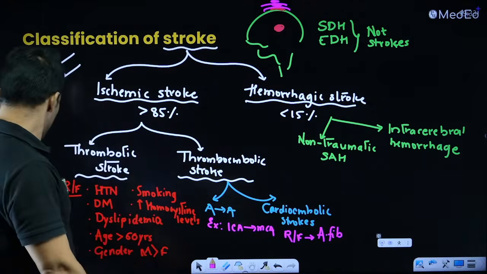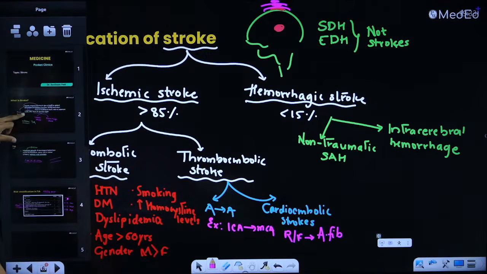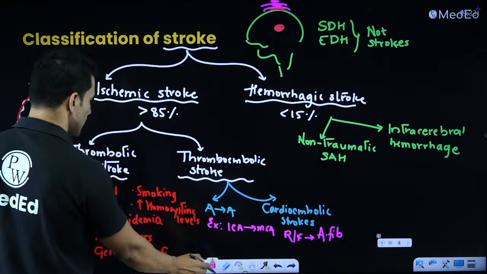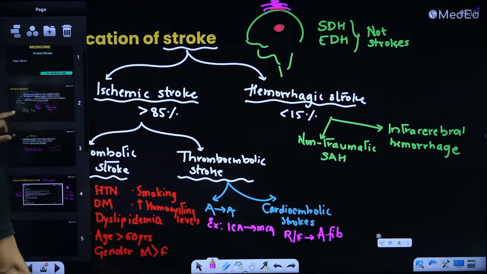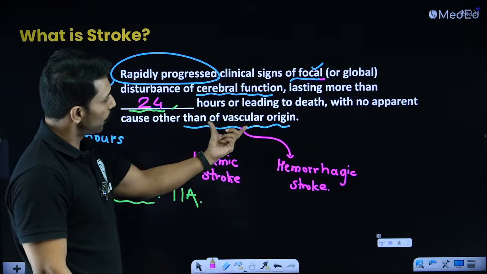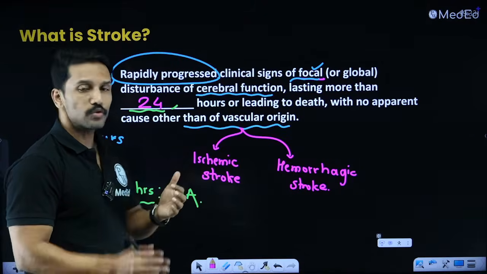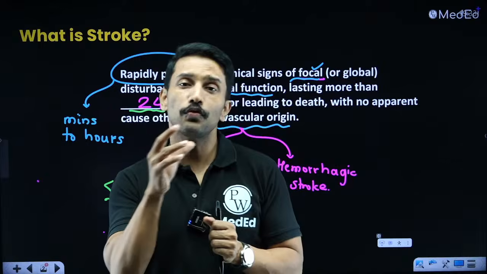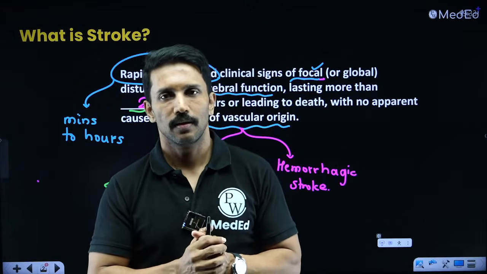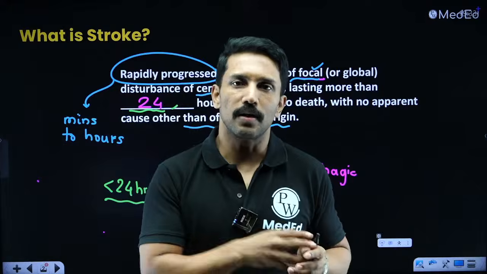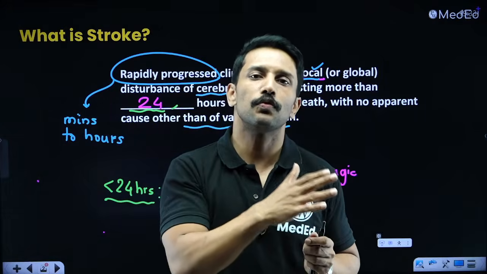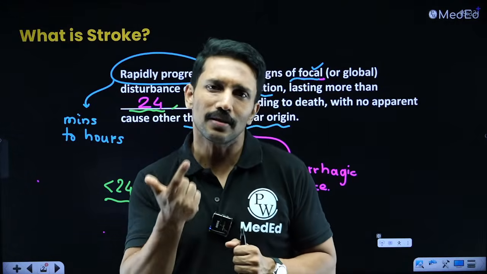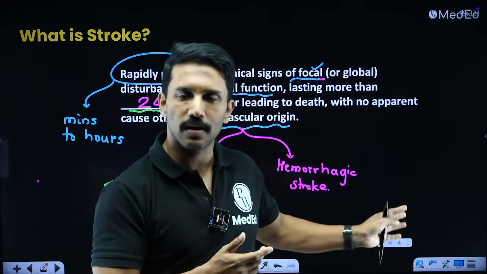Why? Because when we look at the definition of stroke, for losing some part of the brain's function, the reason should be vascular in origin. So subdural hematoma and epidural hematoma don't have a pathology of the blood vessel. They are most often because of trauma, right? While intraparenchymal bleeding in the brain tissue often occurs because of high blood pressure, right? Hypertensive crisis. So hypertension is a disease of blood vessel, so that satisfies the criteria.